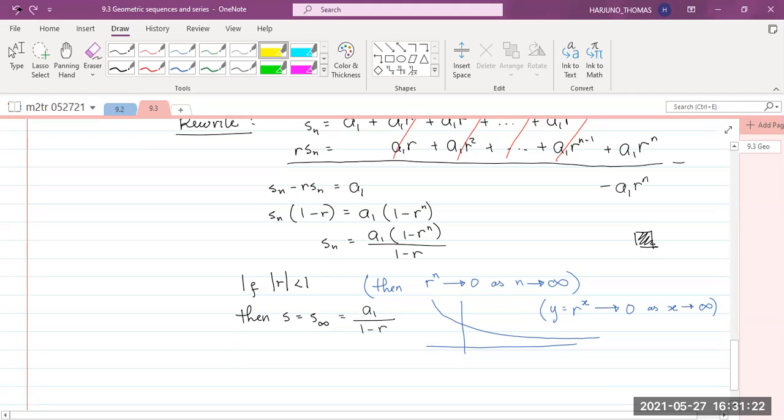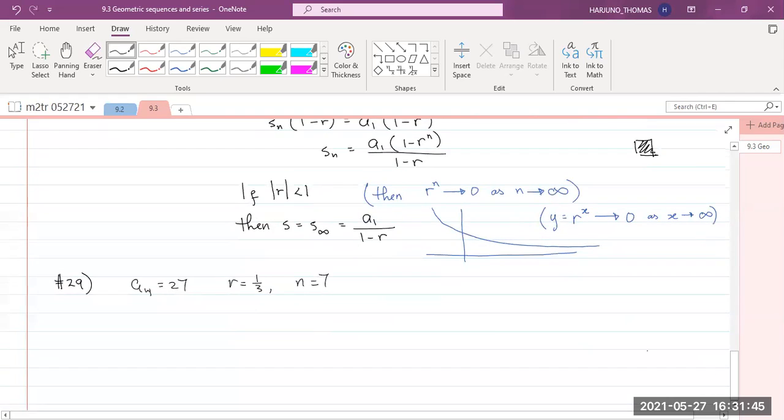Now, let's do problems. Number 29. The fourth term is 27. The common ratio is 1/3. The n is 7. So basically, find S7, the seventh partial sum.